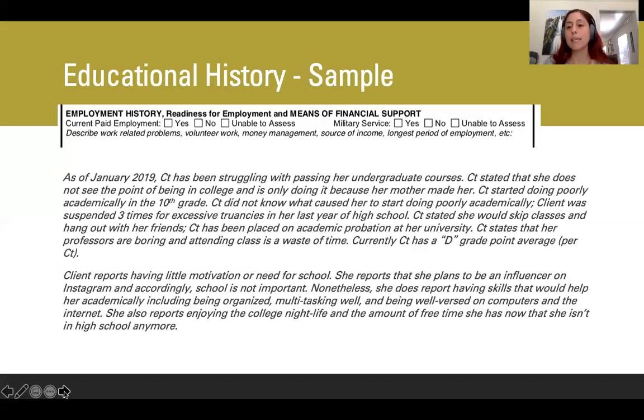So I've written out here an example of what you might write in this particular section, and you'll see that I touch on a lot of different things here. I'm not going to read it because y'all know how to read, but it can be helpful to see how it flows like a narrative, how it goes from one idea to the next with transitions where needed, and gives a lot of information. So client has little motivation for school. Why is that? Because she plans to be an influencer and school is not important. But then there are some skills that are helpful to know about, like being organized, multitasking, and so on. So use this to get helpful information for you.